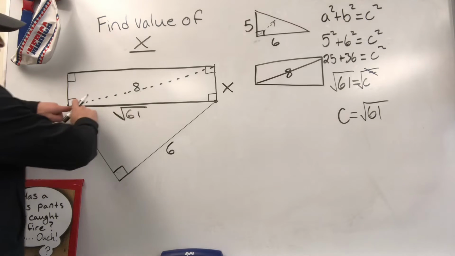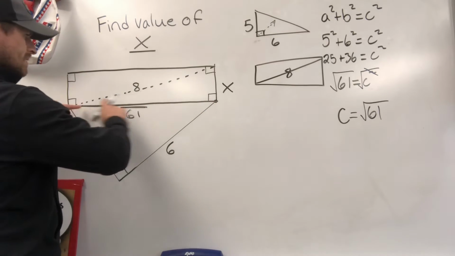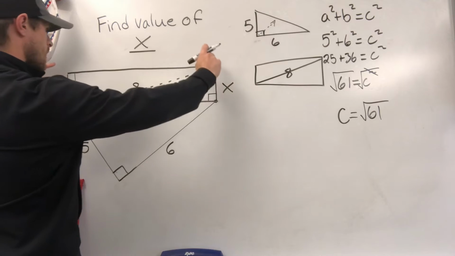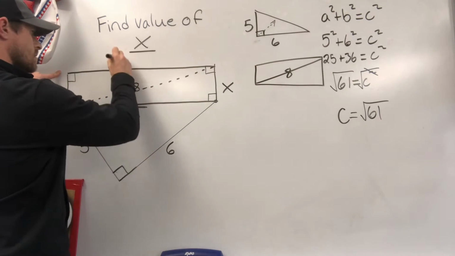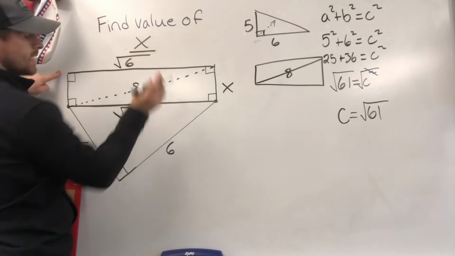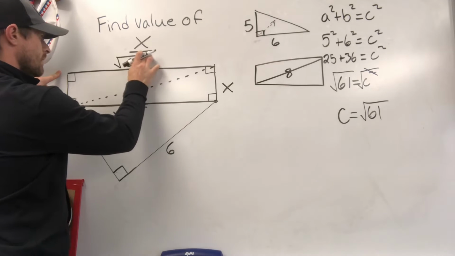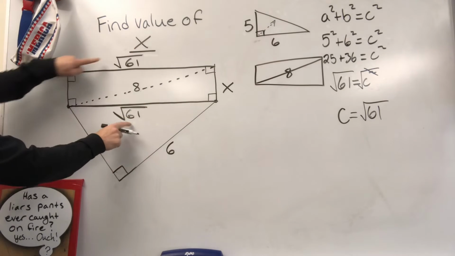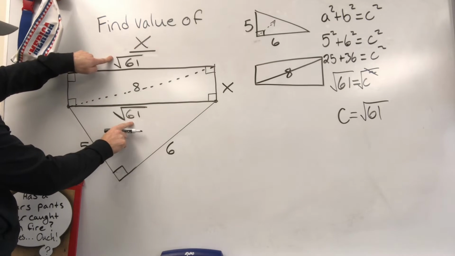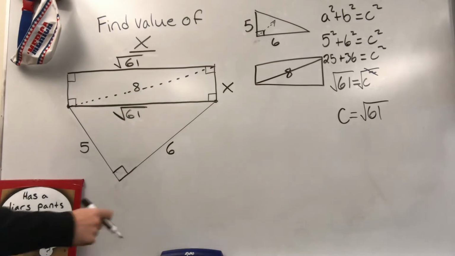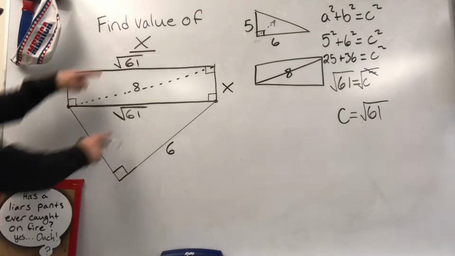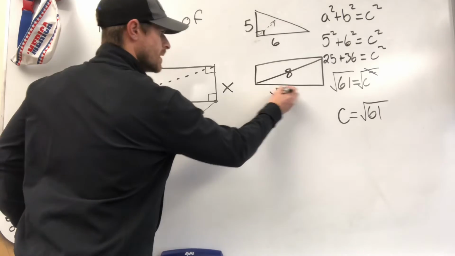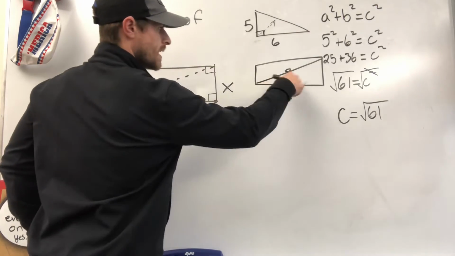Now, I also know that in a rectangle, if this length is the square root of 64, this length is also the square root of 60. I lied, not 64, 61. If it was 64, we would just change it to an 8. That's not a 64, that's a 61. Okay, now how does that help me? I can take the square root of 61 and put it right here in this diagram.